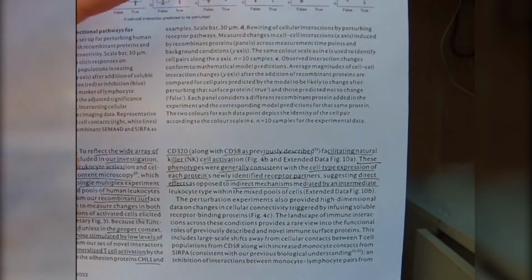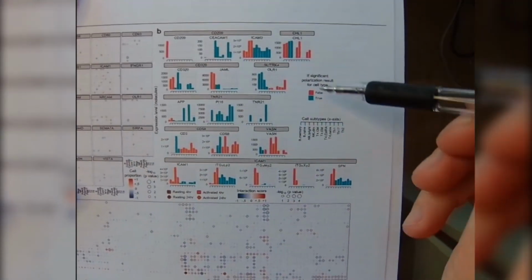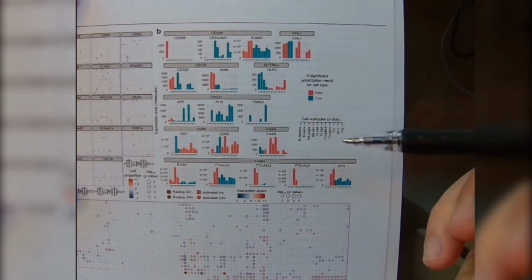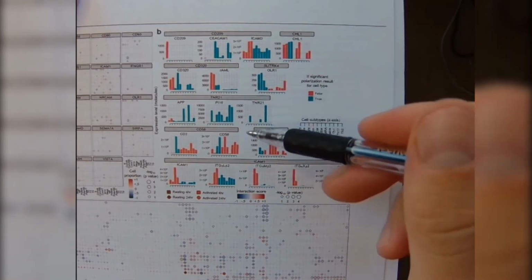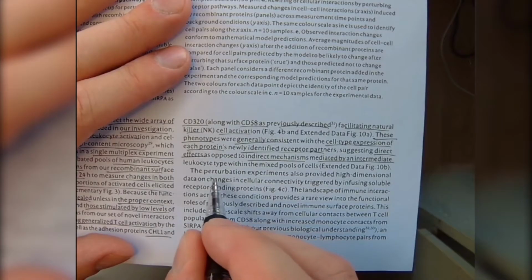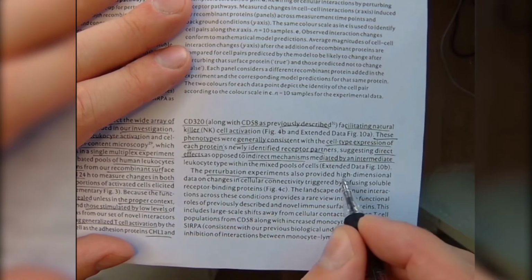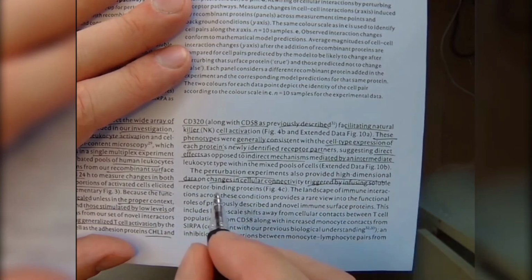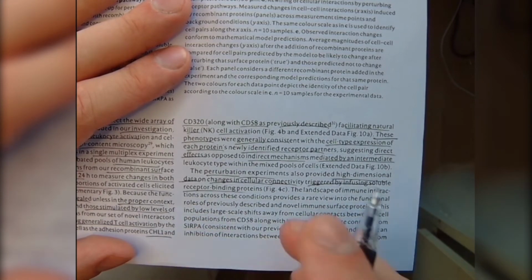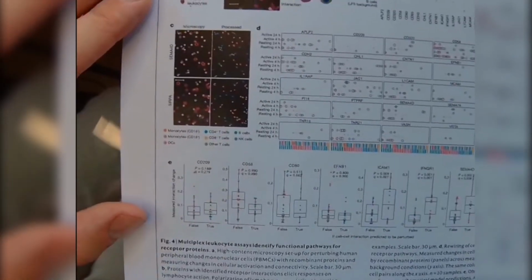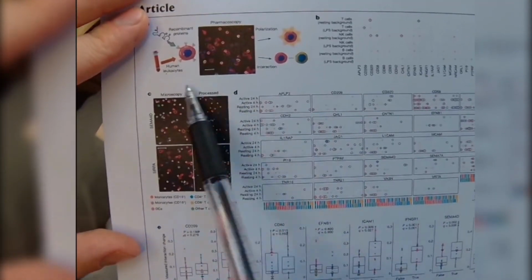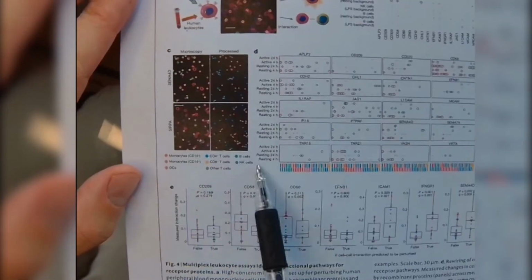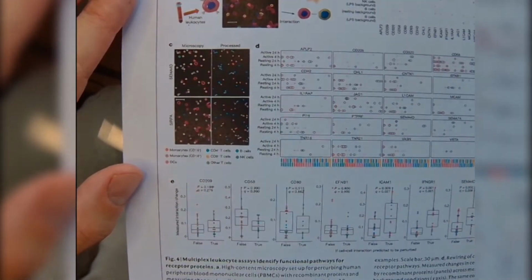Extended Figure 10b. So Figure 10b shows if significant polarization results for each cell type. False is in red, true is in blue, and across all of these different cell types. The perturbation experiments also provided high-dimensional data on changes in cellular connectivity triggered by infusing soluble receptor binding proteins, shown in Figure 4c. 4c is here, so you've got this same sort of setup up top, shown with different cell types with microscopy and processed.